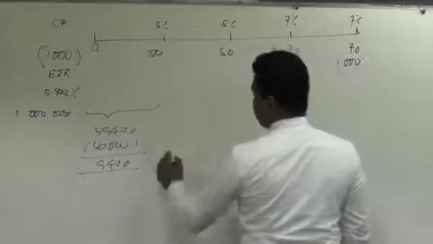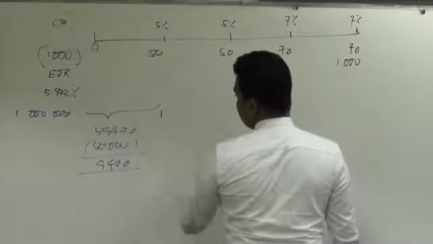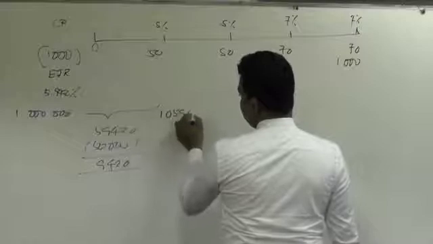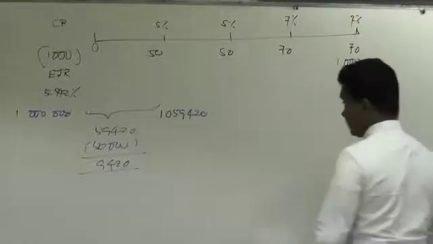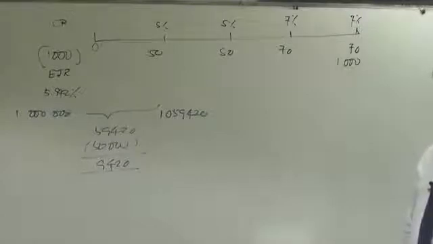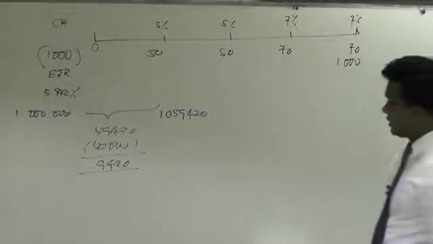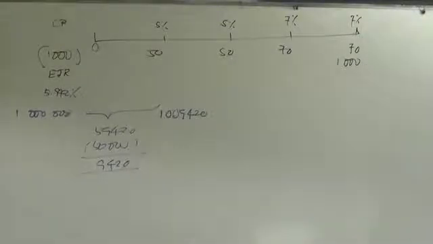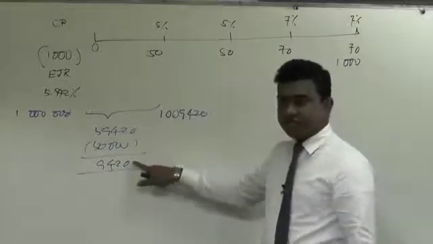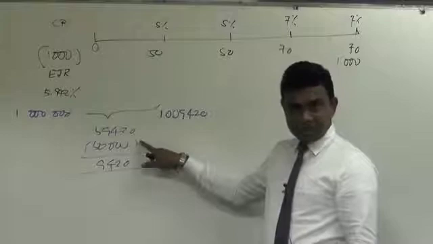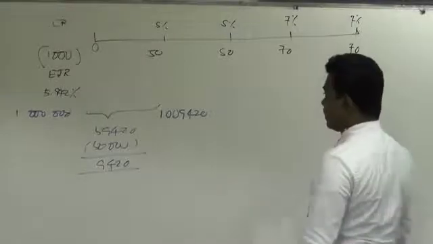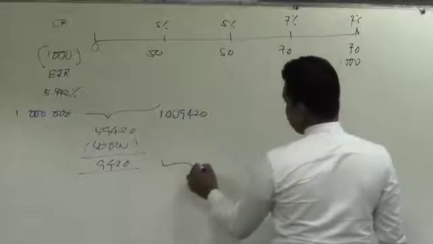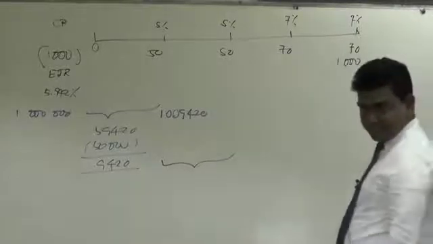Therefore, at the end of the first year, the asset value would be 1,059,420. Is that clear? That would be the balance, right? At the end of the first year, 1,009,420, because the net increase of the asset is only 9,420, because the effective interest rate is this and the cash received is only this, right?